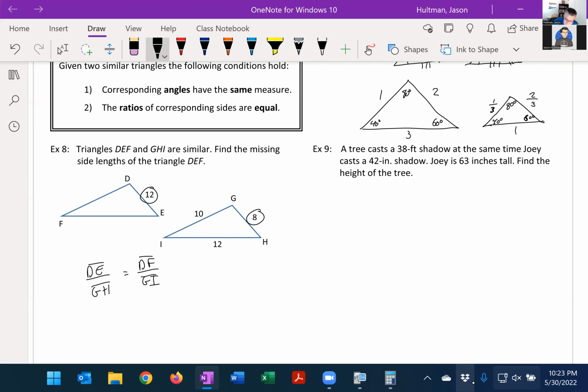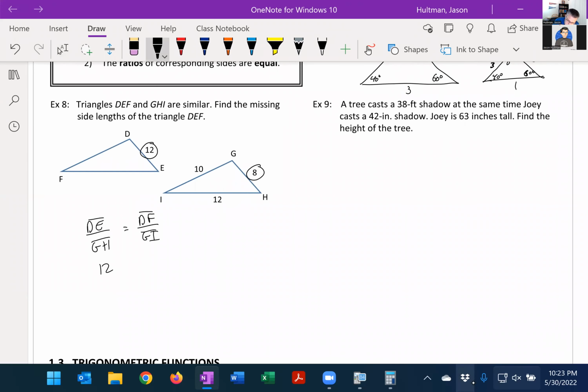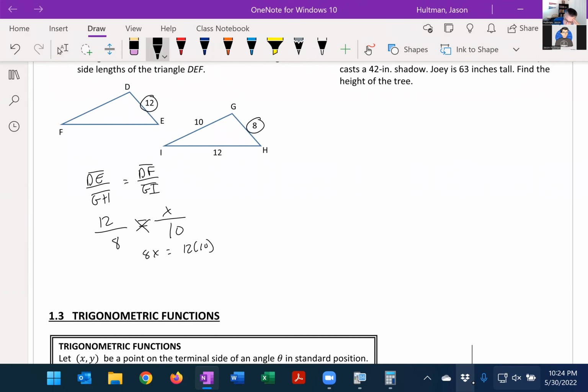So DE, that guy is 12 to 8, has to be the same as DF, which we don't know what DF is. I'll call that X for right now. But we do know that GI is 10. So I'm going to cross multiply and divide. So this becomes 8x is equal to 12 times 10. And so 8x is equal to 120, divided by 8, and x is equal to 15. And so we knew that DF had to be 15.